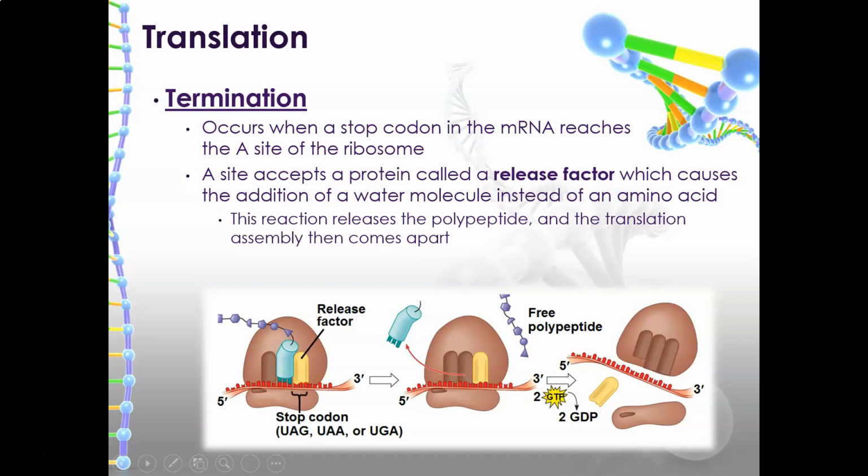So once that release factor gets attached to the A site of the ribosome, it's going to bring in the addition of water molecules instead of an amino acid. And that reaction then releases the polypeptide chain from the P site, releases that final blank tRNA, and releases the mRNA from that ribosome. Everything basically falls apart. And that is then the end of that translation for that particular polypeptide chain.